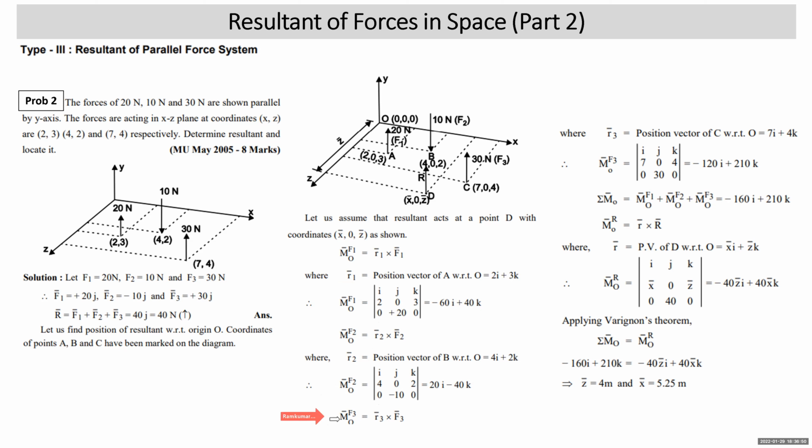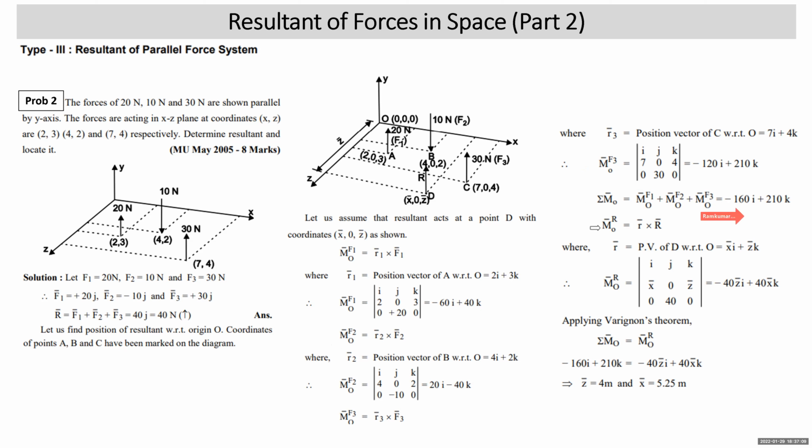Moment of F3 about O is R3 cross F3. R3 bar is the position vector of point C with respect to O, that is 7i plus 4k. Moment of F3 about O is the determinant of i j k, 7 0 4, 0 30 0. Sigma MO is the moment of F1 about O plus the moment of F2 about O plus the moment of F3 about O.